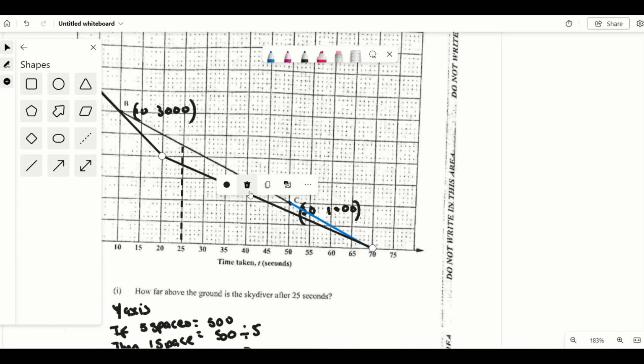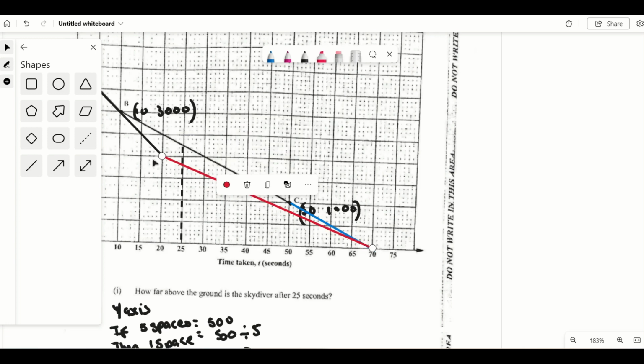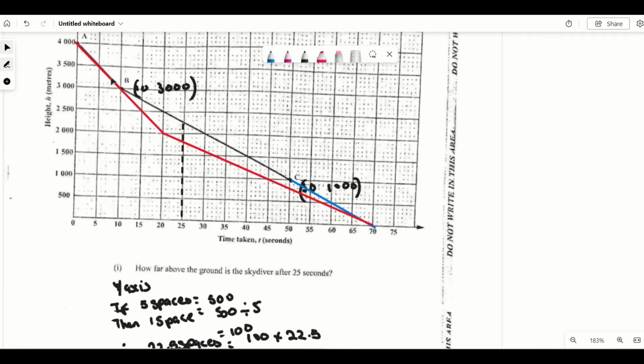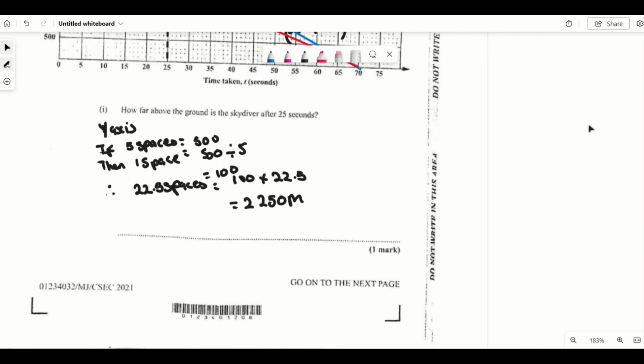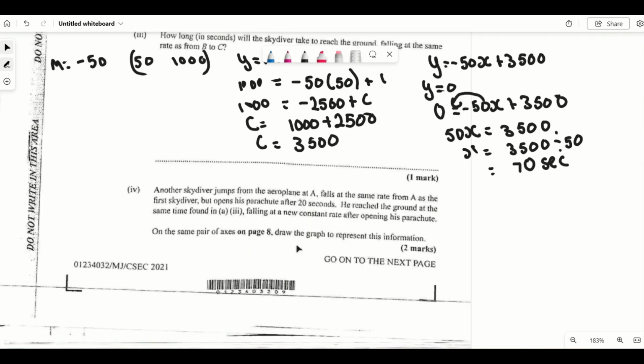Let me put this in red. So this would be your answer for that question that we just now did. This is the graph that we will be using for the fall of the second diver, or how the second diver fell. Yeah, so that is all. They asked you for that, and that was 2 marks.